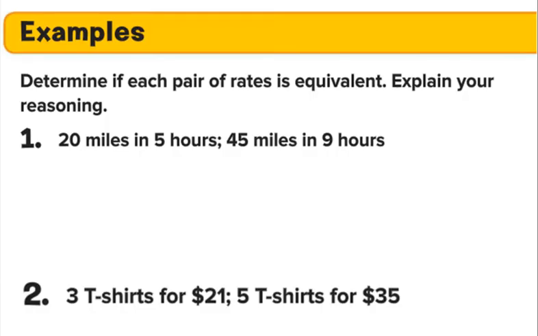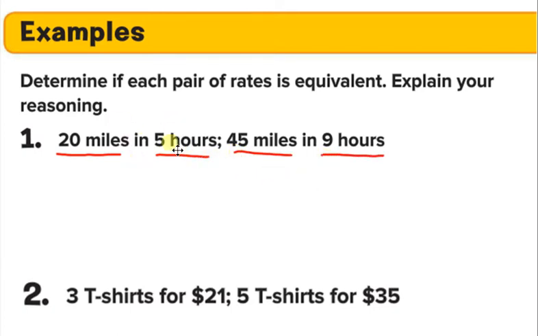We're going to go through the first two problems together. There are two different ways to determine if a ratio is equivalent. I'm going to show you both ways, and then you'll determine which way works best for you. So our first example is 20 miles in 5 hours. Is that equivalent to 45 miles in 9 hours?